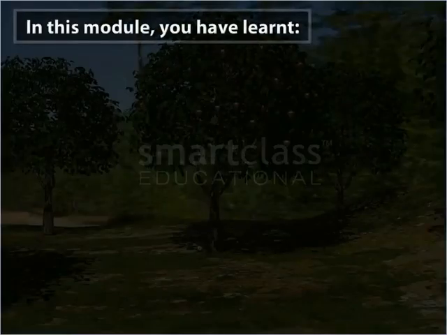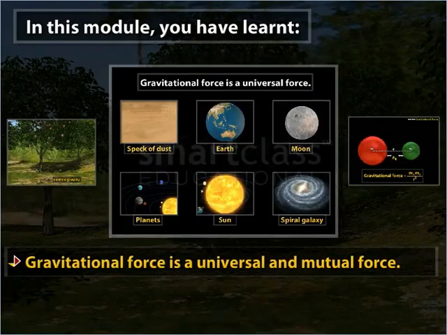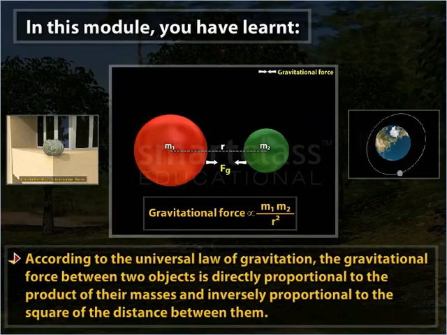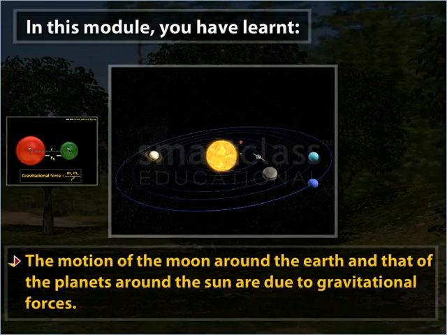In this module you have learnt the force by which an object attracts every other object in the universe is called gravity or gravitation. Gravitational force is a universal and mutual force. According to the universal law of gravitation, the gravitational force between two objects is directly proportional to the product of their masses and inversely proportional to the square of distance between them. The motion of the moon around the Earth and that of the planets around the sun are due to gravitational forces.